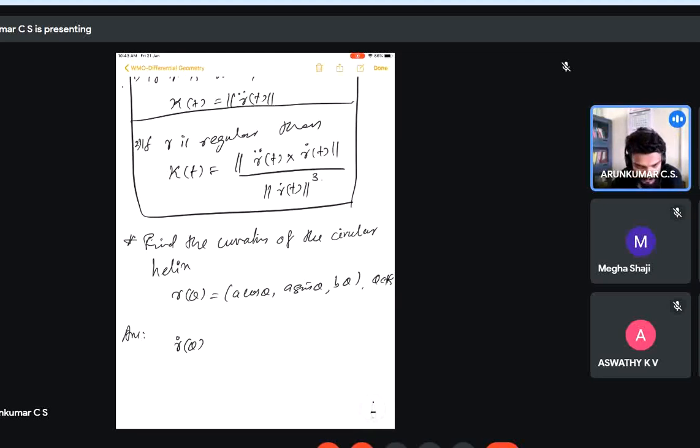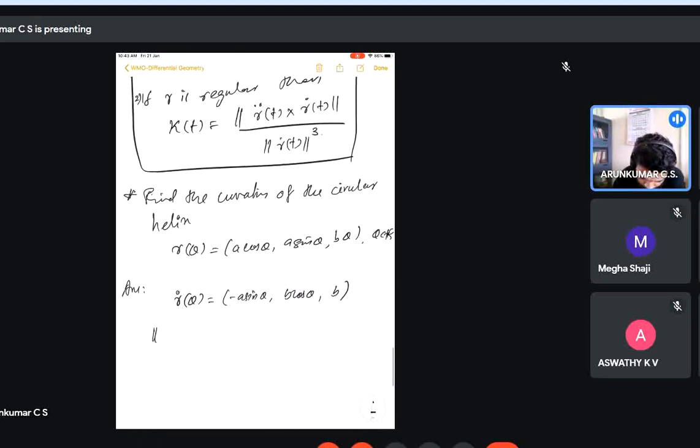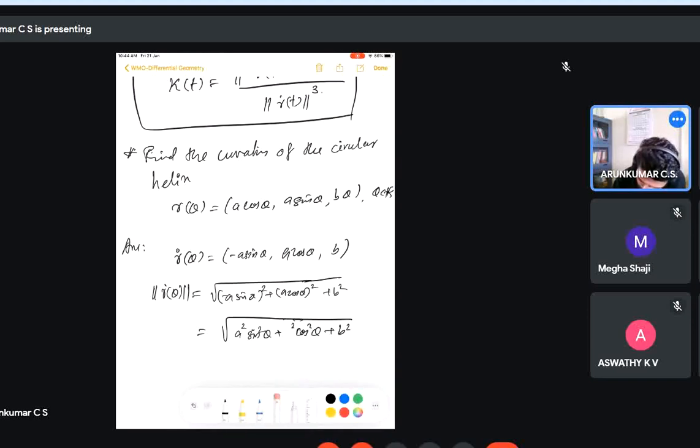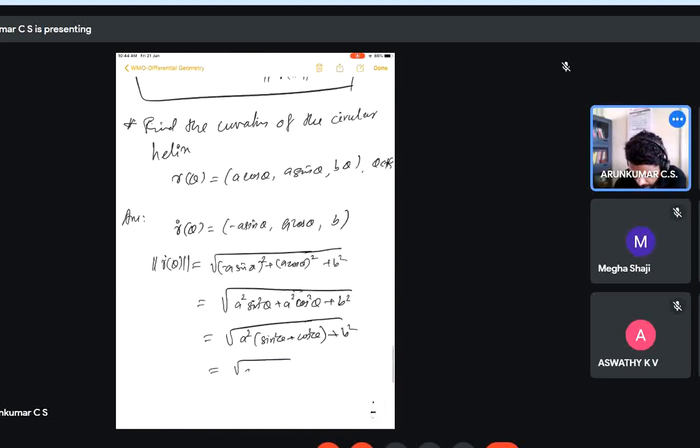Here the variable is theta. So gamma dot theta is minus a sin theta, a cos theta, and b. Norm of gamma dot theta is equal to square root of a square sin square theta plus a square cos square theta plus b square. Okay, I made a mistake, the second component was a sin theta, so the first is a sin theta, the second is a cos theta. So this will be square root of a square into sin square theta plus cos square theta, plus b square. So this is nothing but square root of a square plus b square.